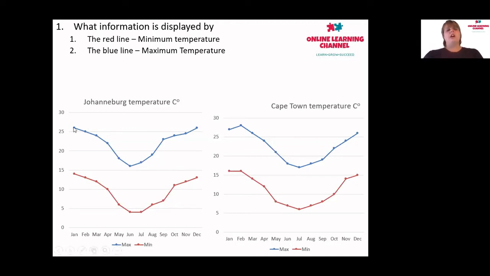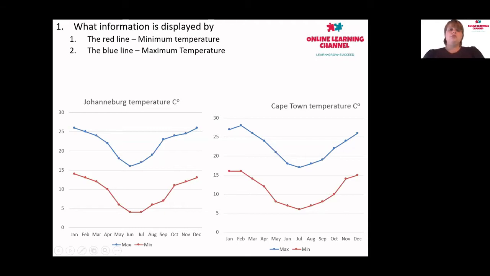Your blue line goes from 26, then it goes down and then it goes up again as the months pass. So it starts at summer, goes to winter and goes back up to summer again. So what does your blue line represent? Cape Town does exactly the same. It will most probably represent your day temperatures, your warmer temperatures.